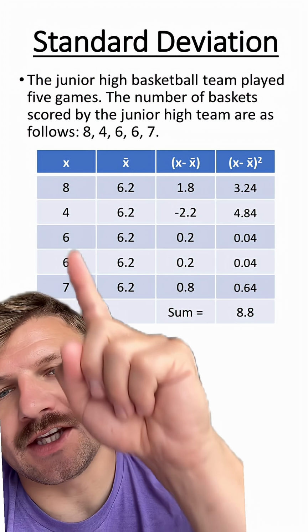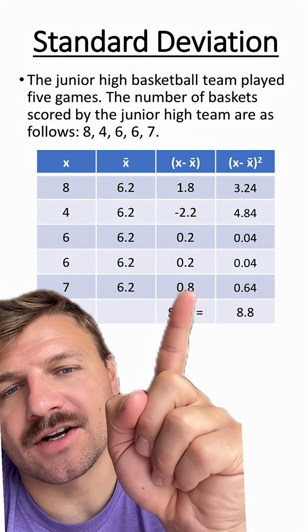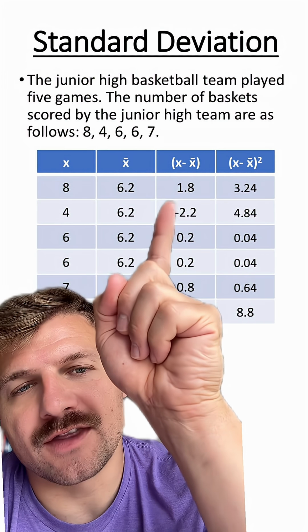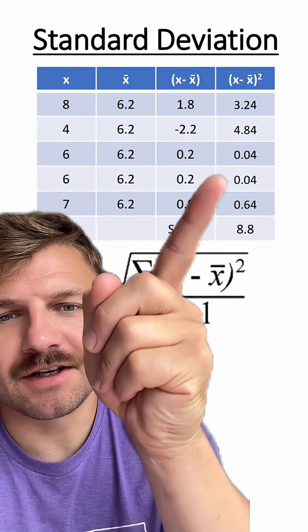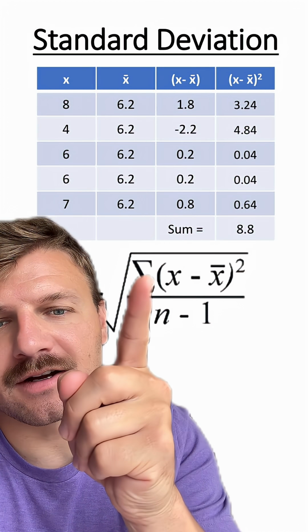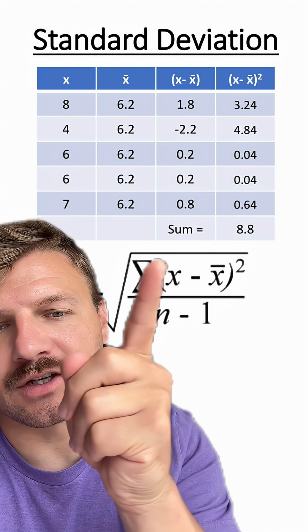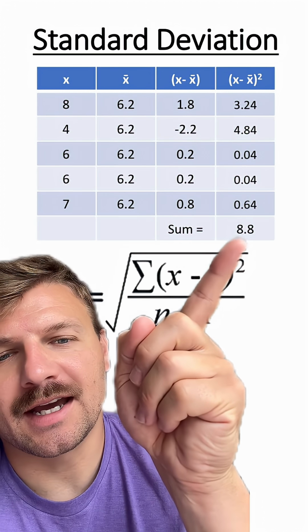The average of the data is 6.2, and you can see we have each of the data points here. So you can see we took each data point, subtracted the average, and got a number. We took that number and squared it like the equation asked for. Now that we have all of these numbers squared, we have to add them together to finish out the top of this equation. And we get 8.8 as our number.